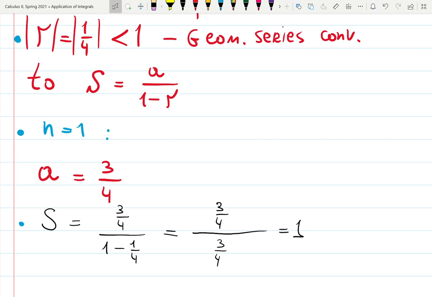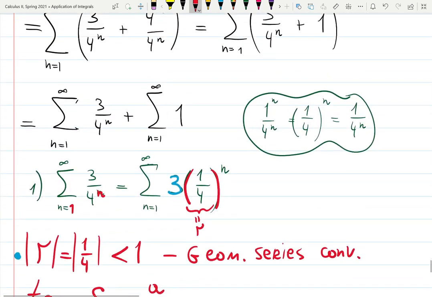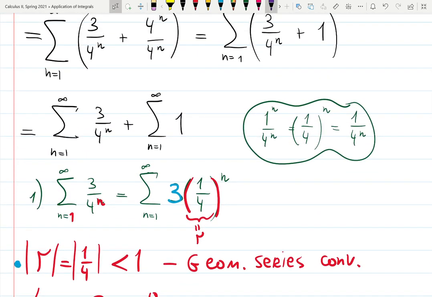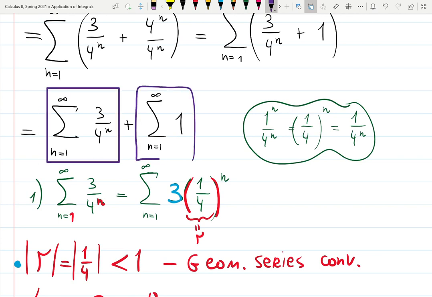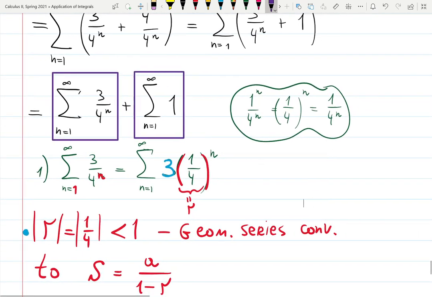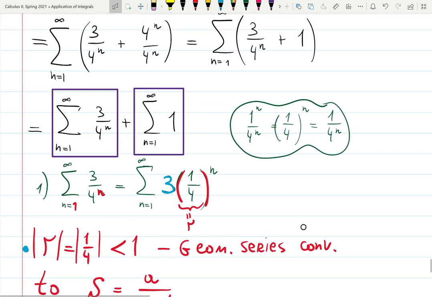after we find out that the first series converges to 1, we need to go and check what's happening with the second series. Because if you remember, we are working with two series here. One is 3 over 4 to the n, and the other one is sum of ones. The deal is, if one of those blows up to infinity, then all of them blow up to infinity, because that's how the summation works. Infinity plus a number is still infinity.